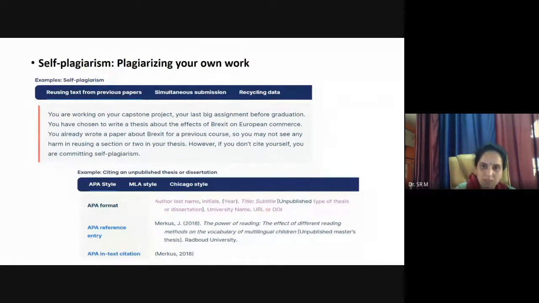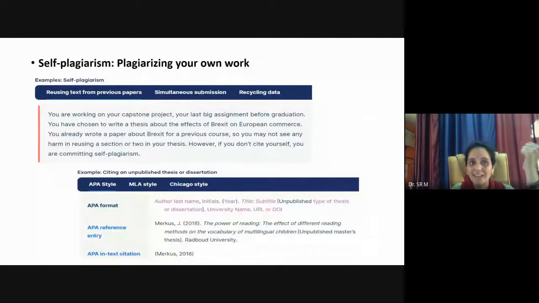It could be text, as I said, images, data, phrases, music, anything for that matter. So anytime, any number of times you are using someone else's work, or something you yourself have created, you must give credit to the source, even if it is yourself. See, even accidental plagiarism will have serious consequences.